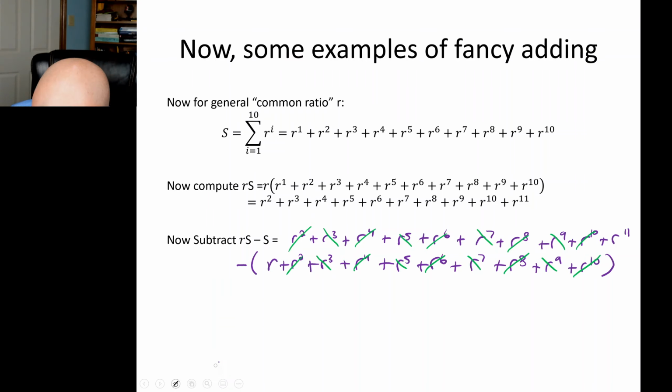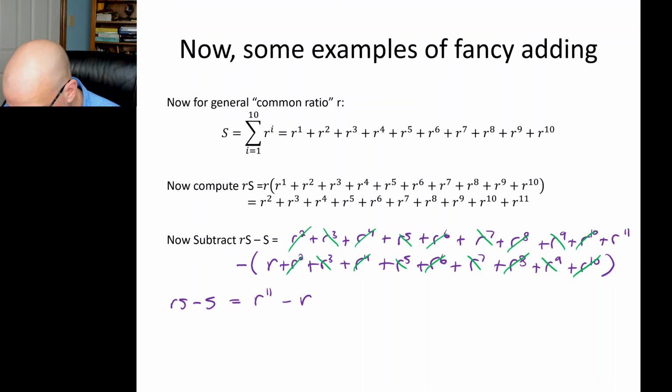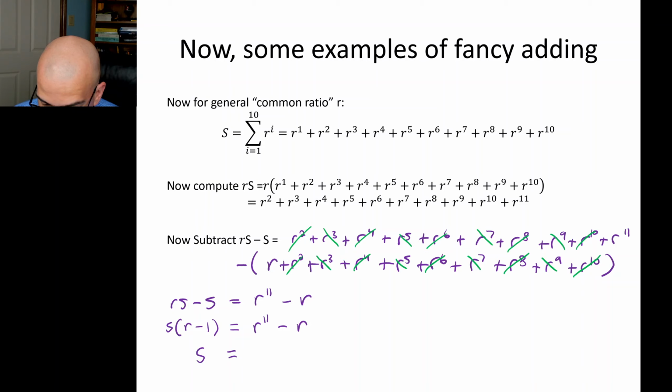And what we have left is r times s minus s is equal to r to the power of 11 minus r. Then I'm going to common factor s out. So we have s times r minus 1 is equal to r to the 11 minus r. Then I'm going to divide both sides by r minus 1. So the sum, the thing we're after, is r to the 11 minus r, all over r minus 1.